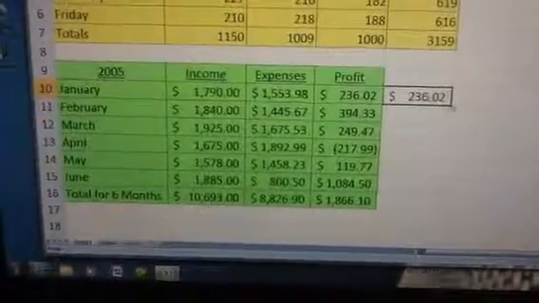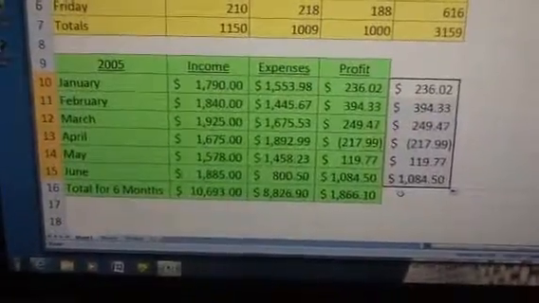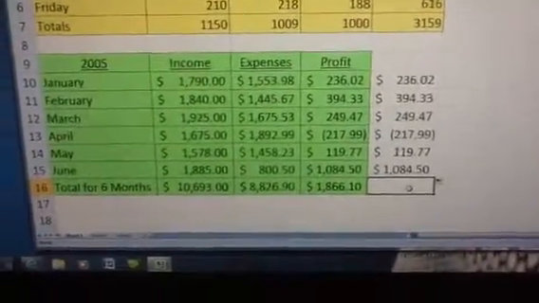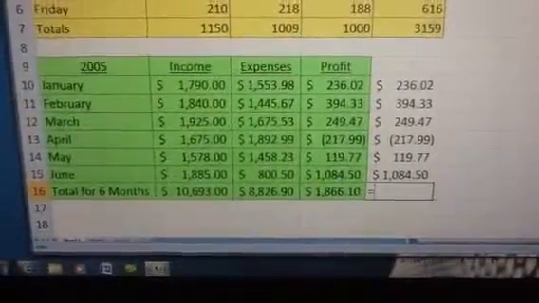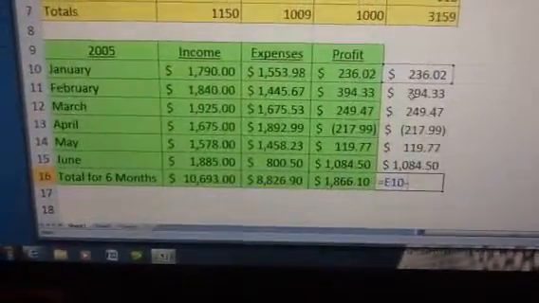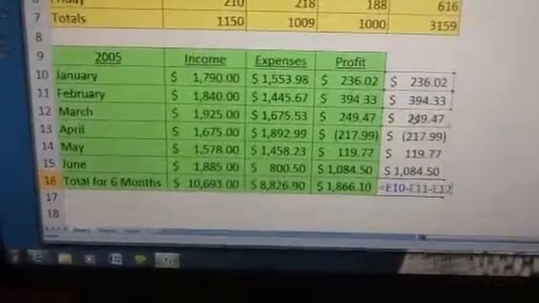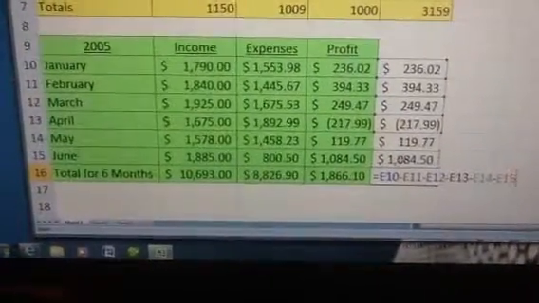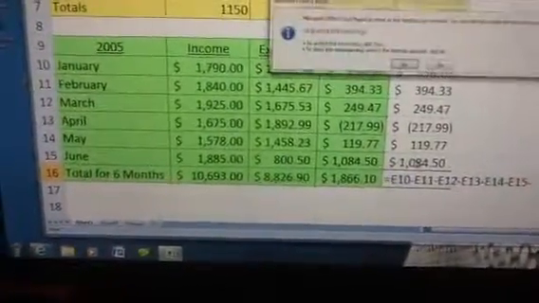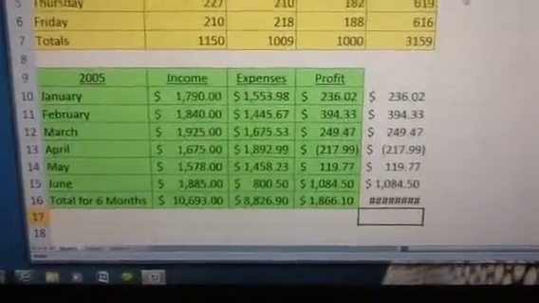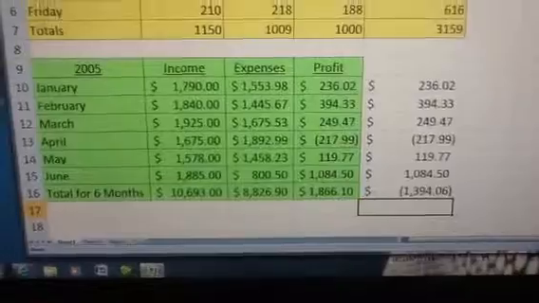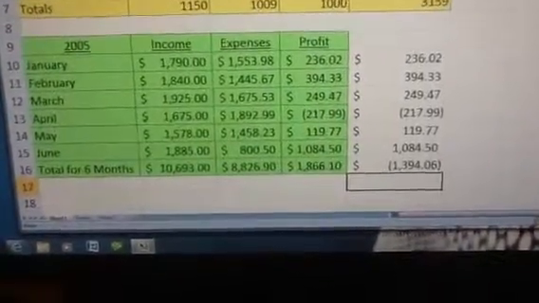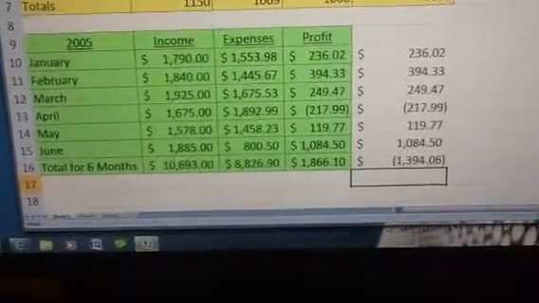They would continue this process and come up with all the correct answers, but in the last cell here, instead of finding the total, which is what it's asking you for, which is an addition, they would instead take this cell minus that cell minus that cell on down, and now I'll go up here and make this just a little wider so you can see it. They'd end up with a minus $1,394.06.